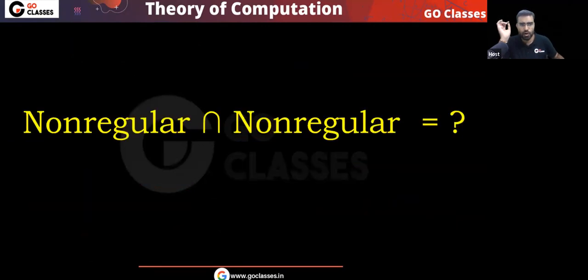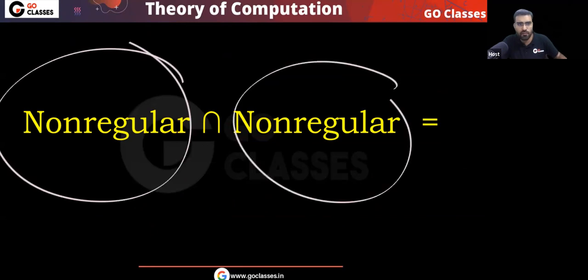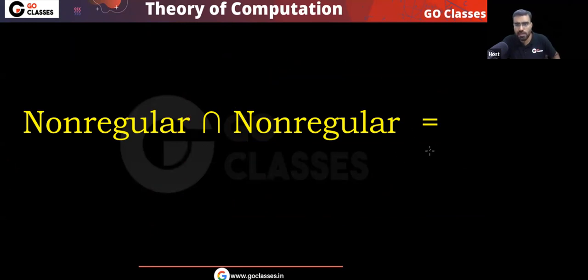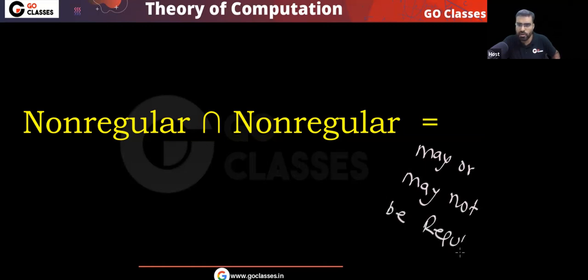Is this clear? What about intersection? If you have two non-regular languages, what can you say about their intersection? Their intersection may or may not be regular. Their intersection may be regular, or their intersection may be non-regular.